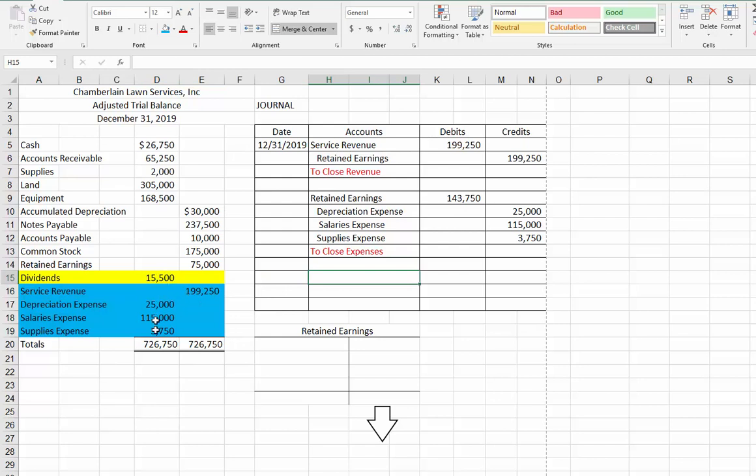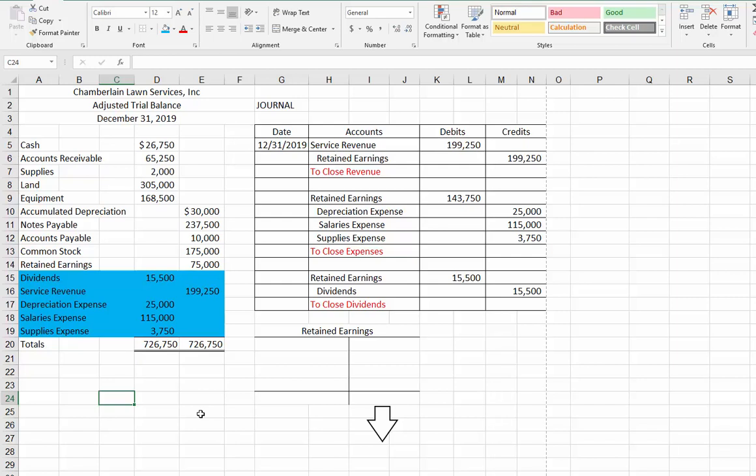Now, dividends, like expenses, have a debit balance. So we're going to debit retained earnings and we're going to credit dividends, okay, for the balance in our dividends account. And that's to close dividends. Okay, so these are all closed now. All right, they're all gone.